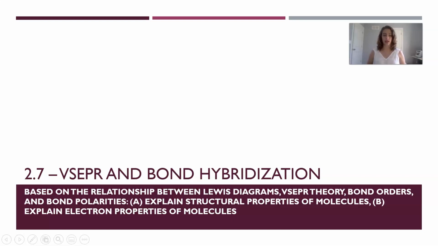Topic 2.7 is about VSEPR theory and bond hybridization. The objective for this topic is based on the relationship between Lewis diagrams, VSEPR theory, bond orders, and bond polarities. So, pulling multiple things together, you're going to explain structural properties of molecules and explain the electron properties of the molecules. This is where we're really getting into the higher level of the shapes and what the electrons are, what's happening with the electron orbitals when covalent bonding happens.